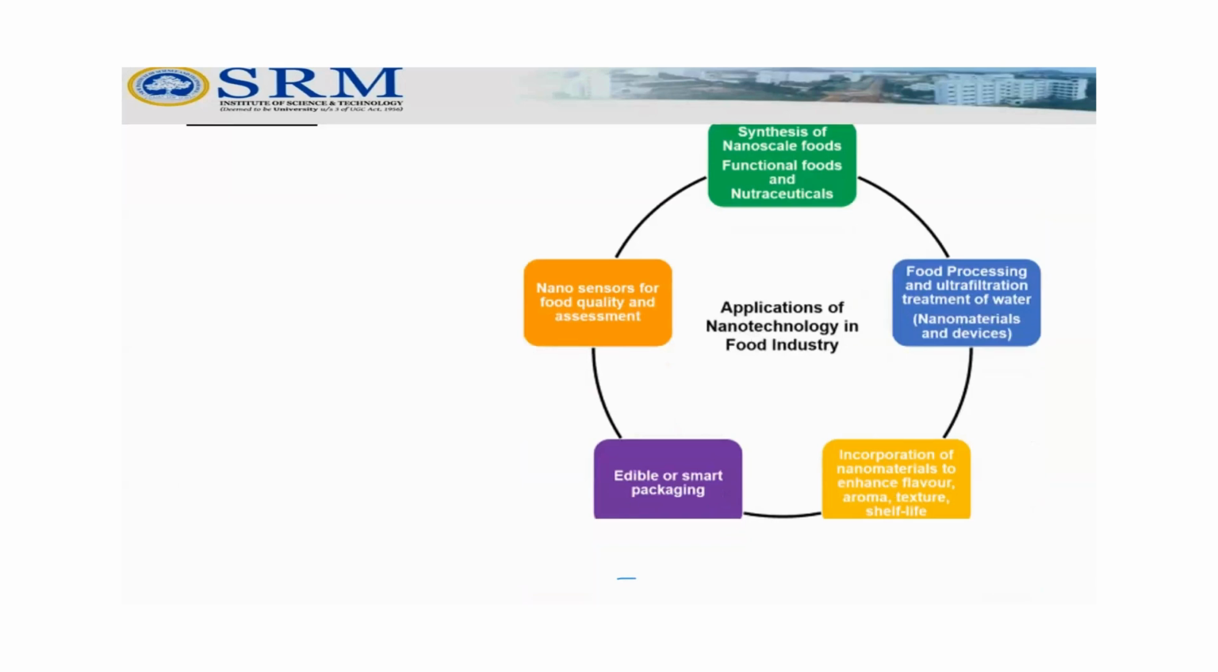The next thing is, what are the applications of nanotechnology in the food industry? Many may be knowing, this is just for refreshing the nano aspect. Synthesis of nanoscale foods, functional foods, as well as nutraceuticals. Then food processing and ultrafiltration treatment for water. Nanomaterials and devices could be used. We can incorporate nanomaterials to enhance the flavor, aroma, texture, and shelf life of the products. Also, nanomaterials could be used in edible and smart packaging. Then we have nano sensors for food quality monitoring as well as assessment.